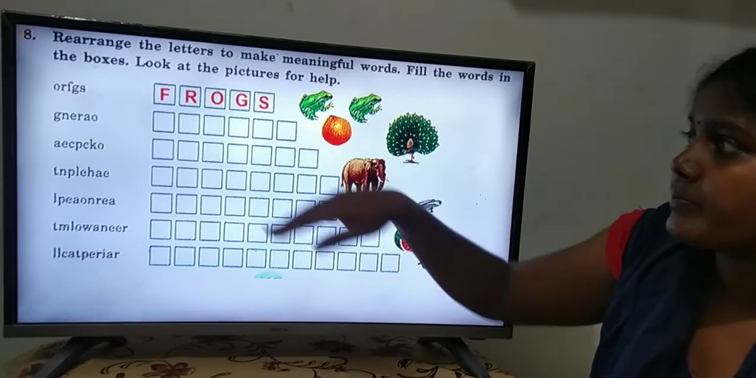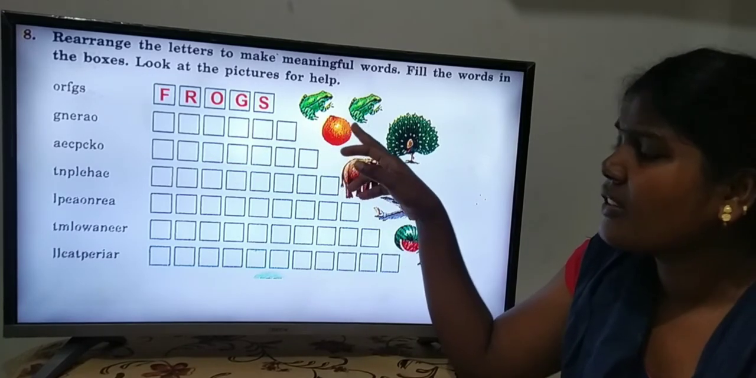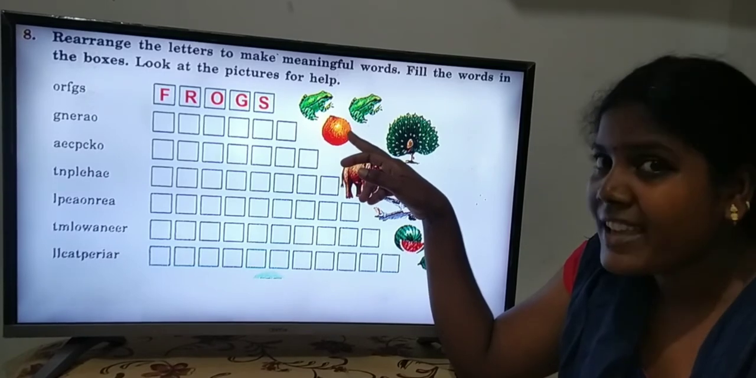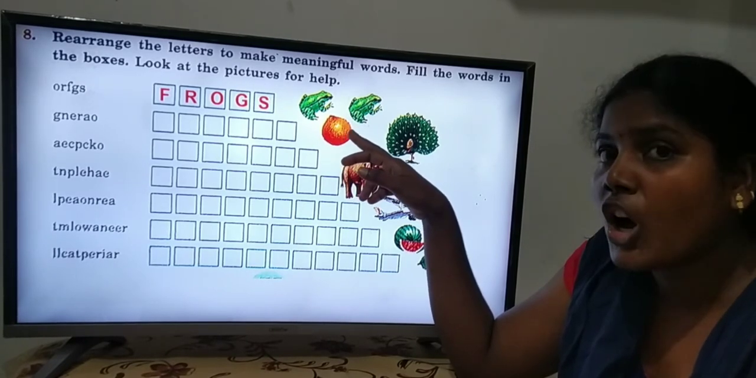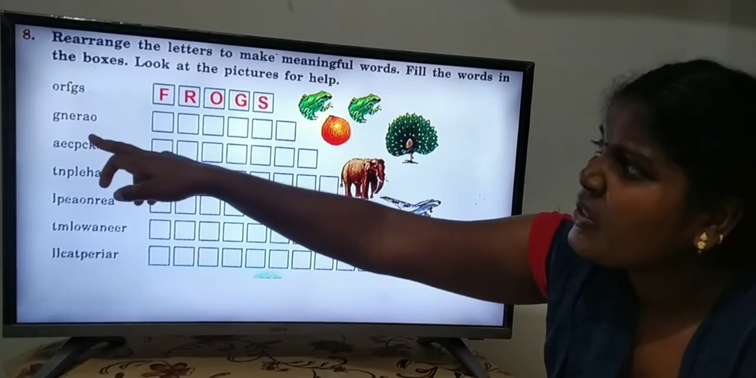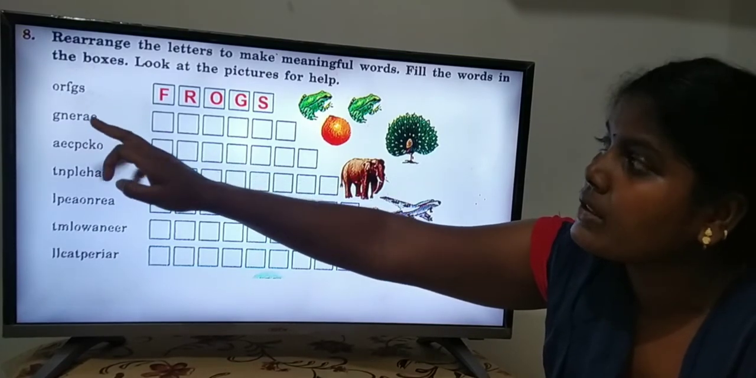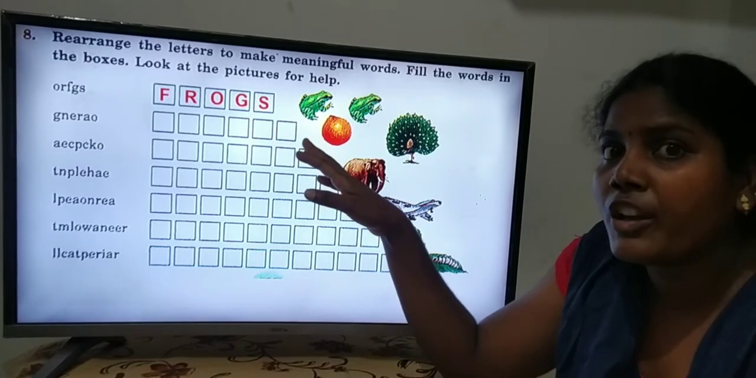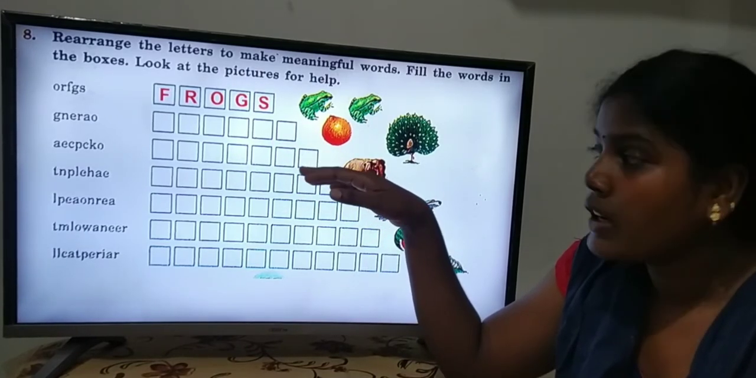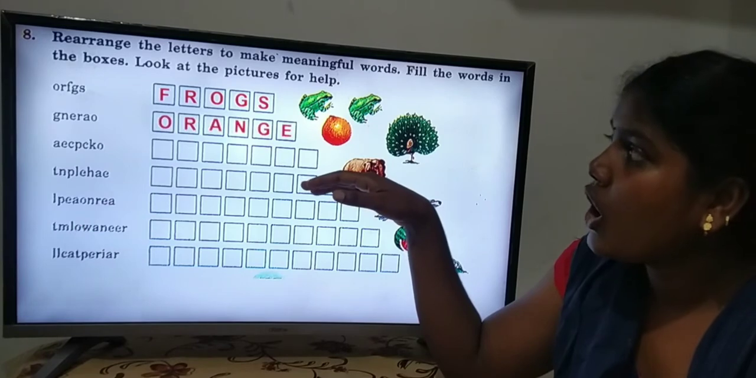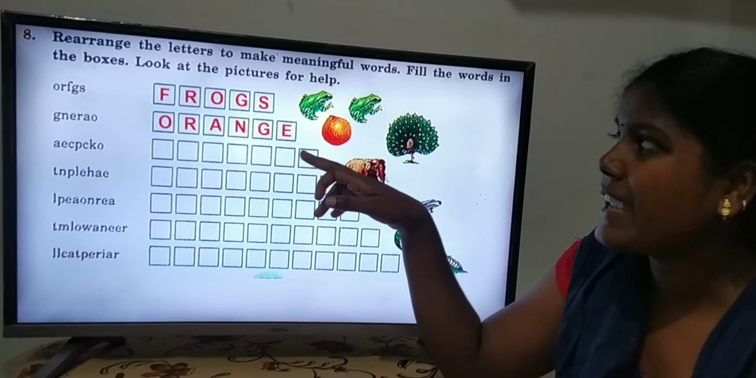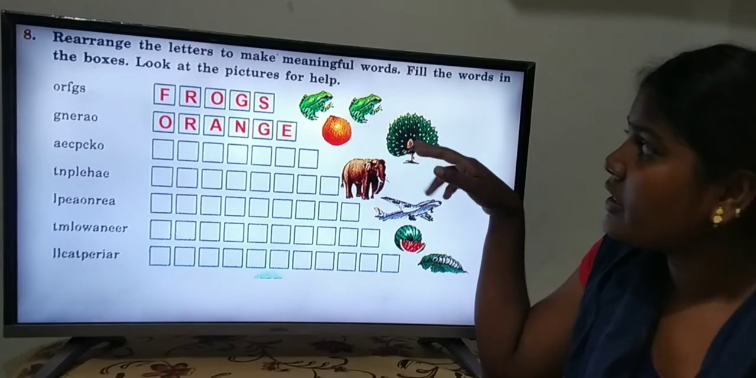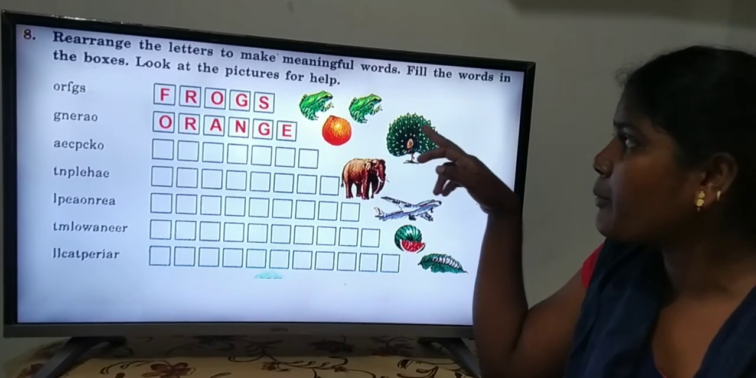Second one, which fruit is this? Yes, my dear children, this is orange. But here they have given some other word. So now we are going to arrange orange in the correct spelling. O-R-A-N-G-E. Orange.